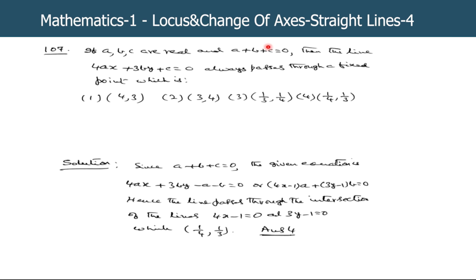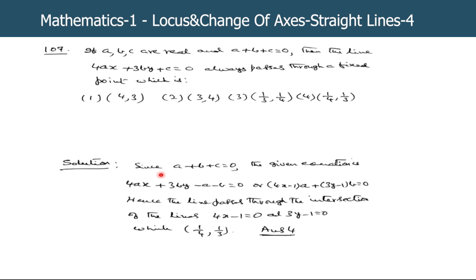107. If A, B, C are real and A plus B plus C equal to 0, then the line 4AX plus 3BY plus C equal to 0 always passes through a fixed point, which is: 1) 4, 3; 2) 3, 4; 3) 1 by 4, 1 by 3; 4) 1 by 3, 1 by 4.